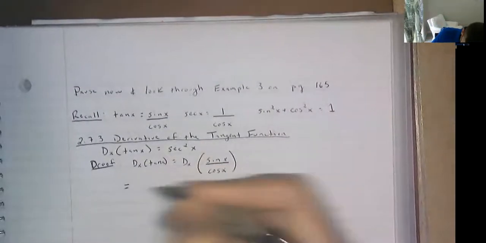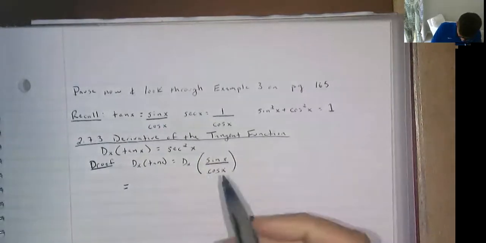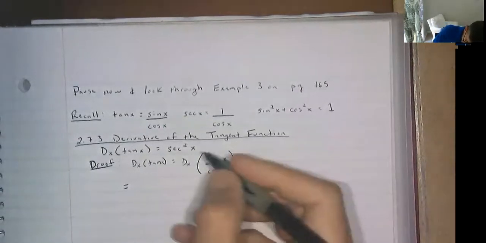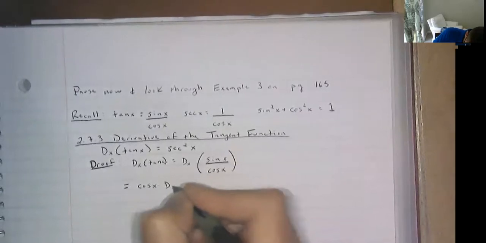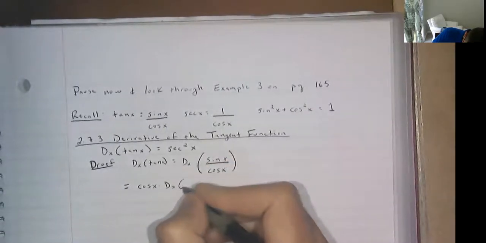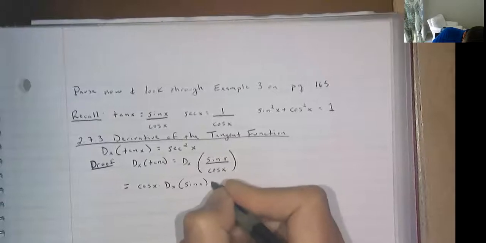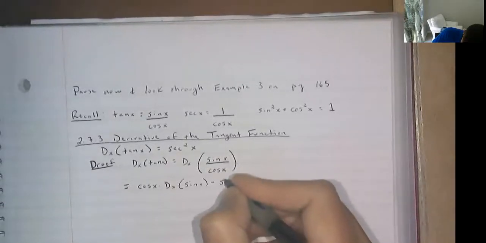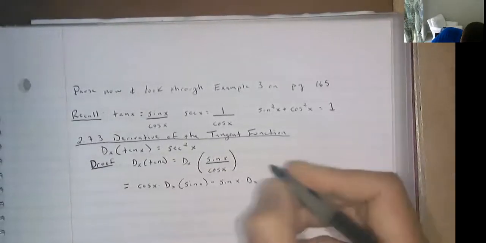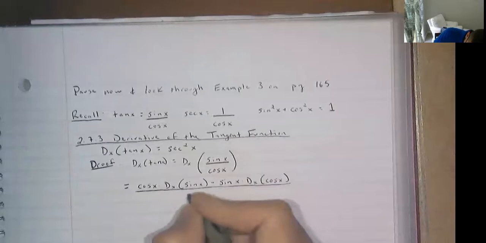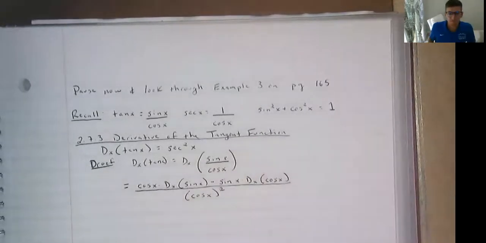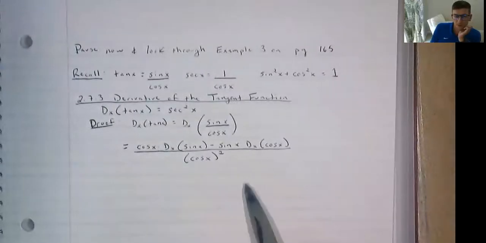Okay, so the quotient rule tells us it's the denominator times the derivative of the numerator, minus the numerator times the derivative of the denominator, all divided by the denominator squared. Okay, so far so fun.